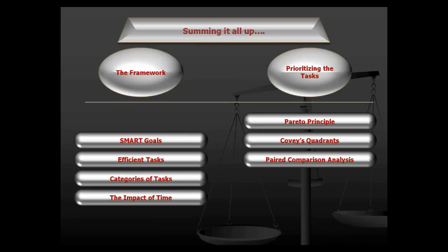Then we took a look at the paired comparison analysis. That's where we pair each task against each other and assign a value. We looked at the action priority matrix. That's where we'll see the level of effort versus impact that each task carries, and then we go with the highest impact, lowest effort first, the highest impact, higher effort second, and then the lower impact tasks after that.